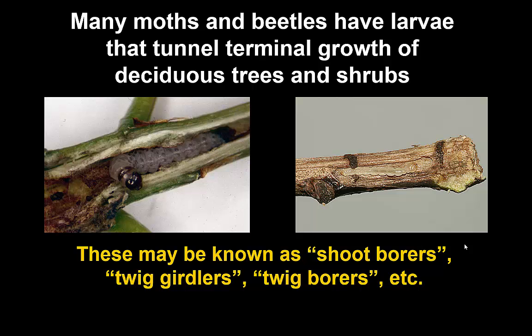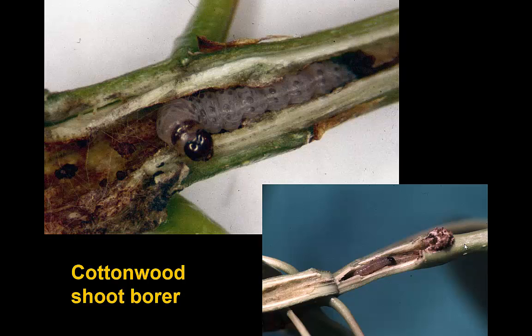Now, moving on to deciduous trees and shrubs, there are many moths and beetles that have larvae that tunnel the terminal growth, and they go by various names: shoot borers, or twig girdlers, or twig borers. Some of the more common ones are caterpillars, but many beetles also will develop as twig borers on deciduous trees. So here would be one that goes into the shoots of cottonwood. What you might see in this case is the twig might be flagging, it might wilt and break. And if you look at the broken terminal, you could then see that it has been excavated internally by the caterpillar, or at least some insects.